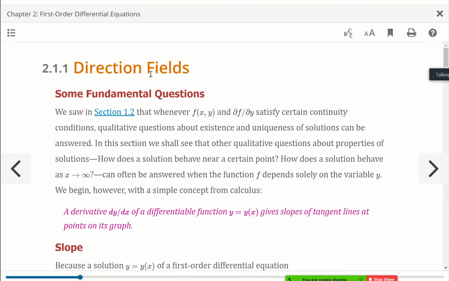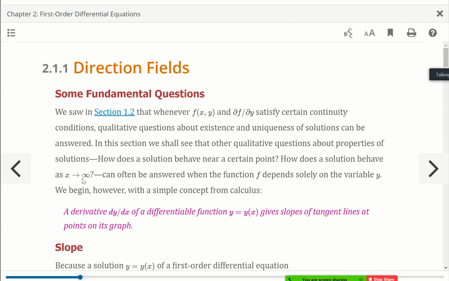In section 2.1, we're going to look at some qualitative analysis for some differential equations. Some of the fundamental questions we have, we've already covered in the last chapter: existence and uniqueness of solutions for certain differential equations. One of the other things that we might want to know is the end behavior. How does a solution behave as x approaches infinity?